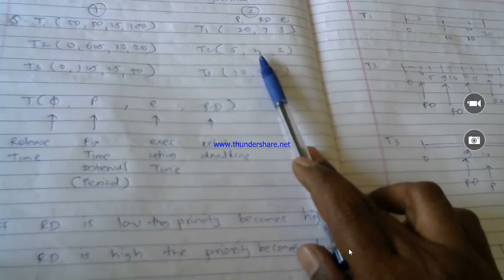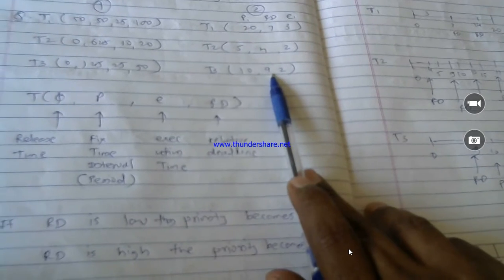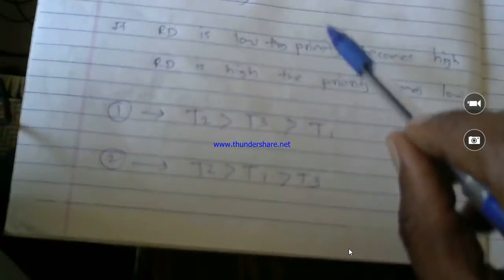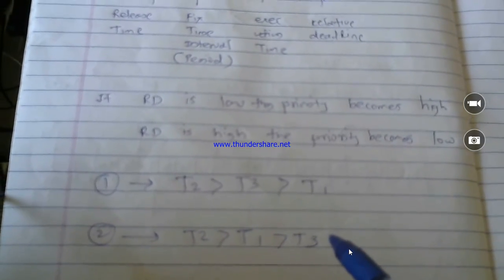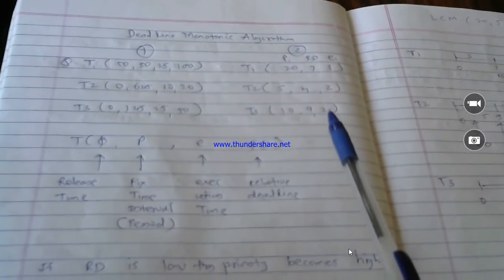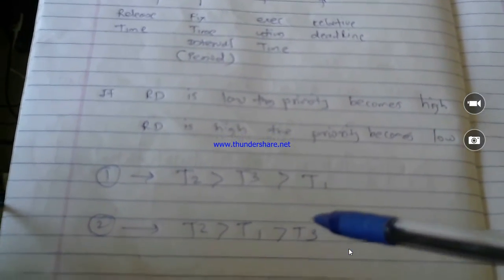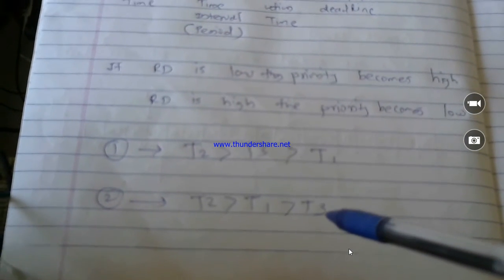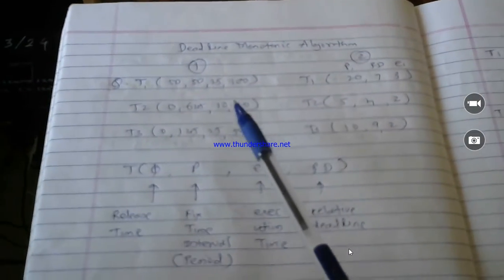Then as you can see, the relative deadline time of T2 is less than T1 and T3. The relative deadline time of T1 is less than T3. So I have written T1 over here, and T3, whose relative deadline time is greater than the remaining 2. The relative deadline time of T3 is 9, which is greater than T1 and T2. So that's why the priority of T3 is lower than T2 and T1. So T2 has higher priority than T1 and T3, and T1 has higher priority than T3 for this example. This example you have to solve at home.